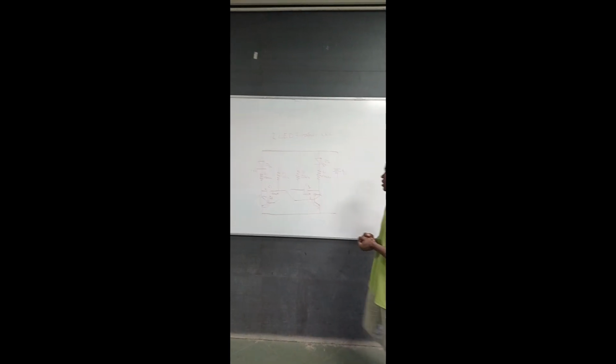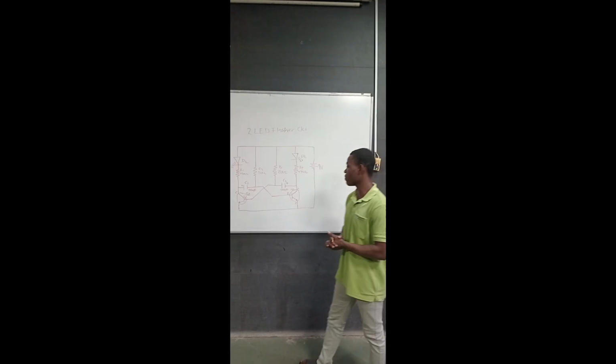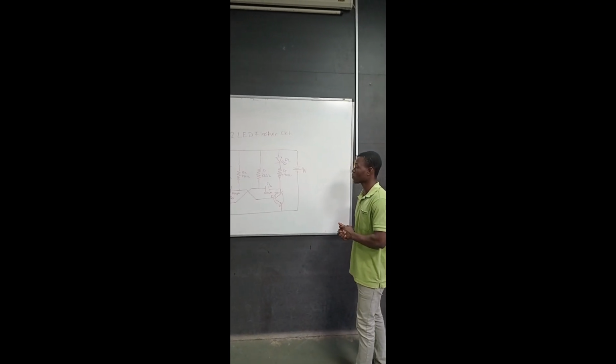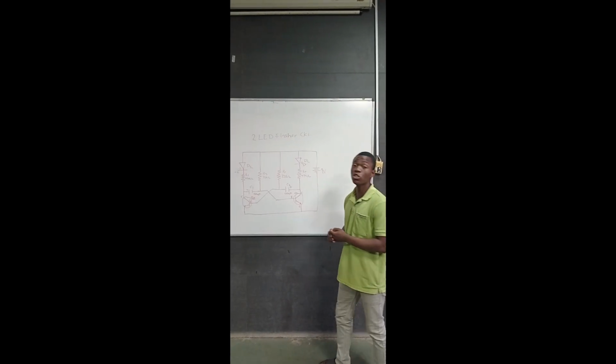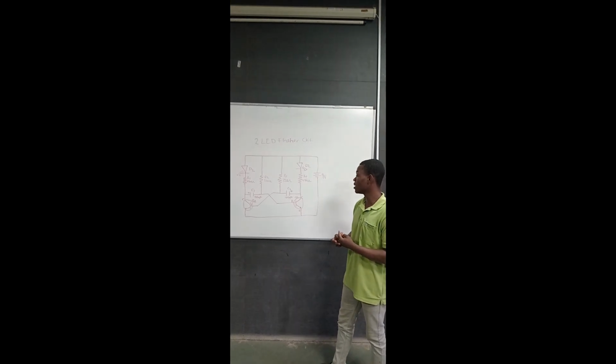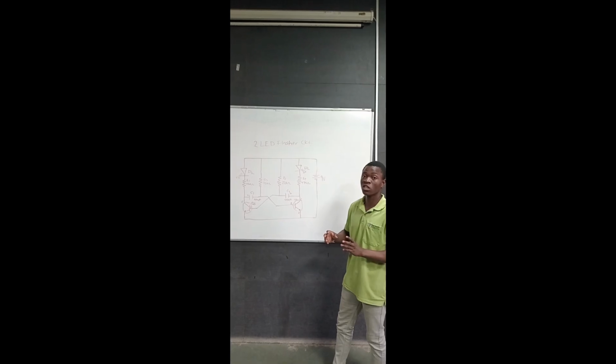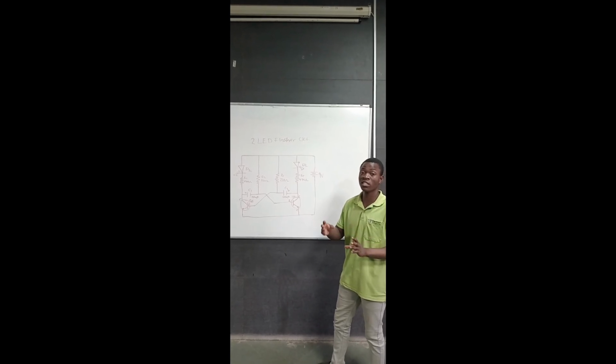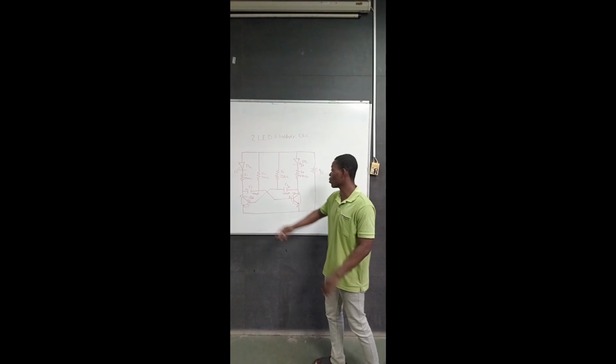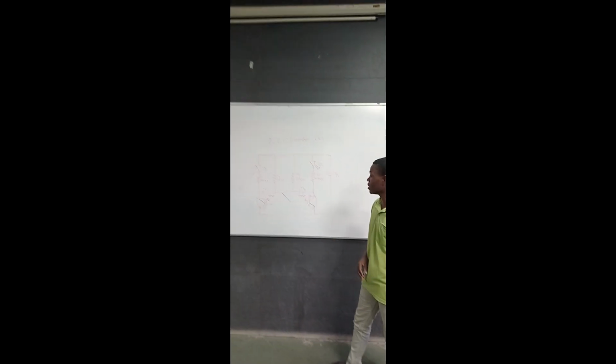Then we have capacitors C1 and C2. Both of the capacitors are 100 microfarad capacitors. These capacitors introduce a timing delay, allowing the circuit to alternate smoothly between turn on and turn off conditions. So that is the role of C1 and C2.